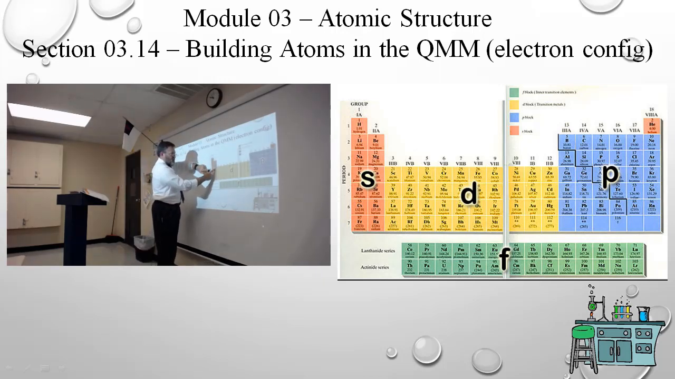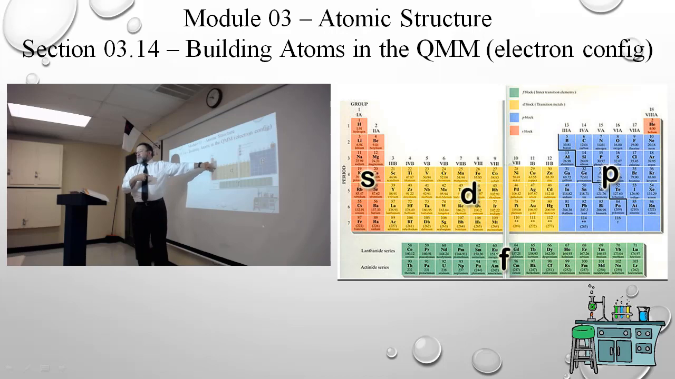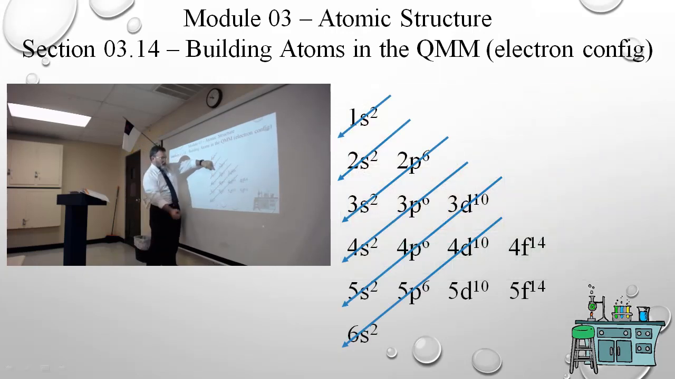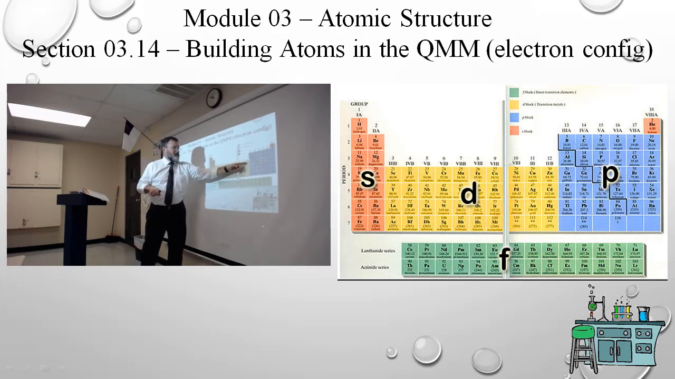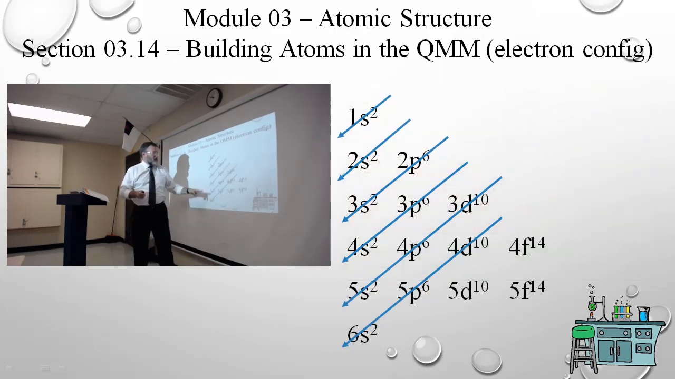s1, s2. Now we've got d's. The first time we hit a d is when we are in the fourth, after we fill 4s. Let's go back for a minute. After we fill 4s, then we fill the 3d. Here's the deal: when you get to the d's, you've got to subtract 1 from the energy level. So it's 4s1, 4s2. It looks like 4d, but it's 3d: 1, 2, 3, 4, 5, 6, 7, 8, 9, 10. Then it goes back to 4p1, p2. See that? After the d, it goes back to 4p1, p2.